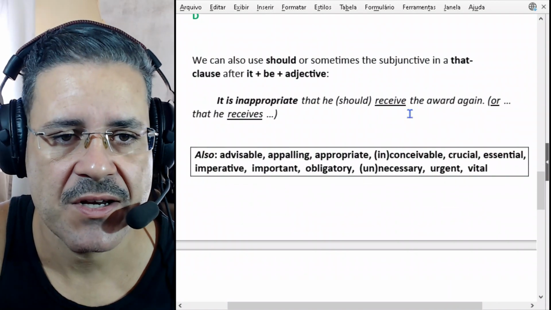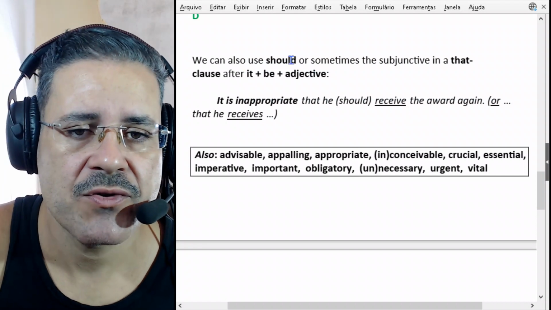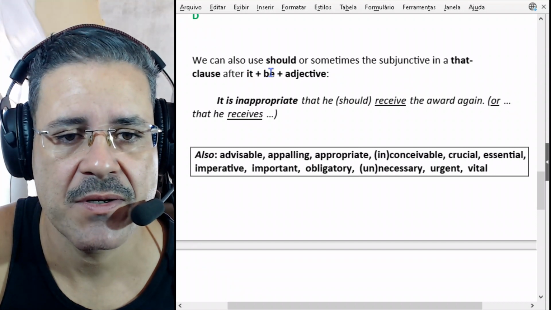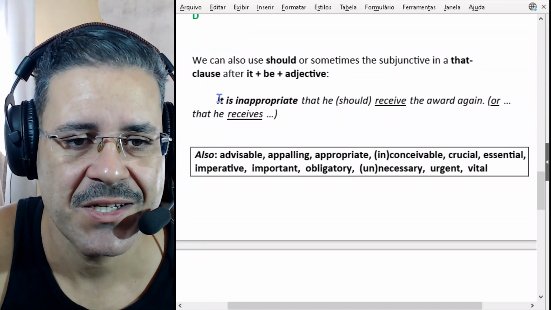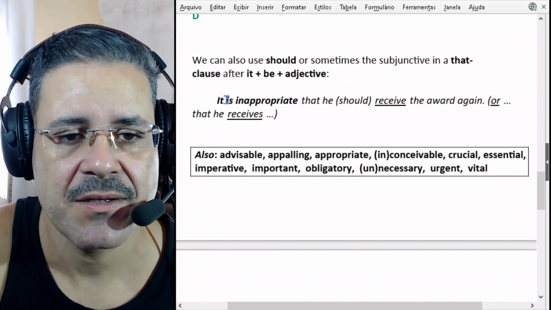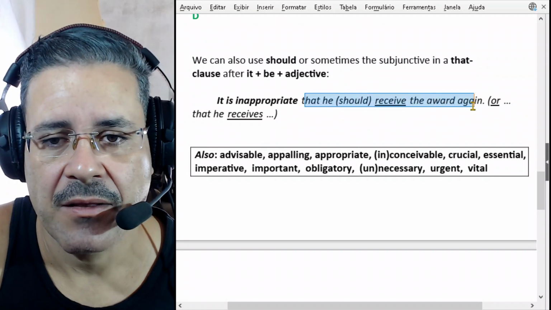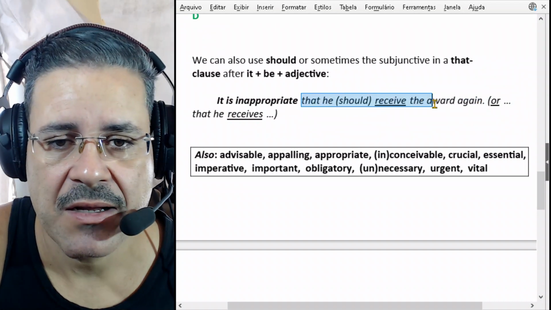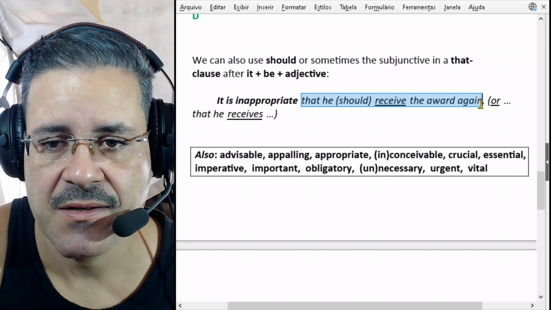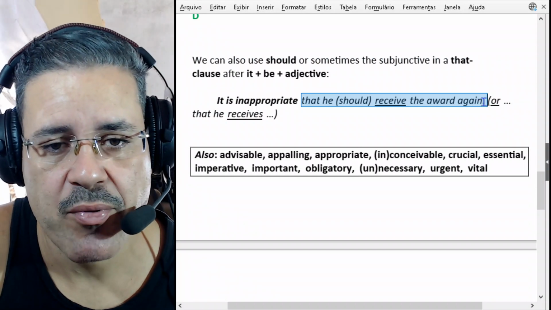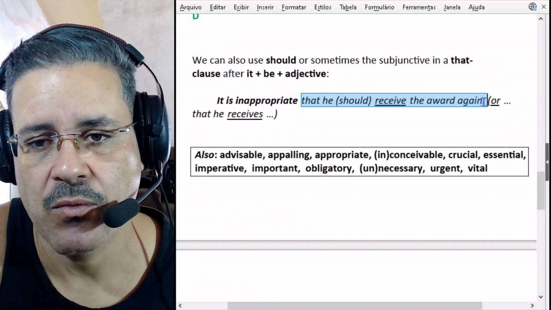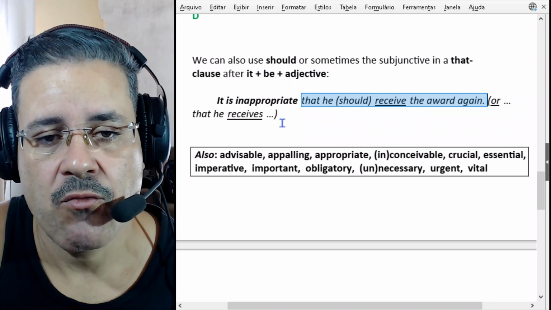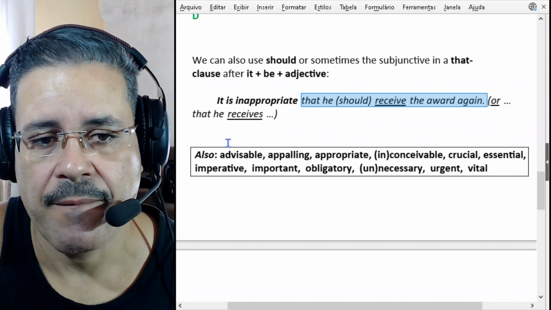Okay, moving on. Section D. We can also use should or sometimes the subjunctive in that clause after it plus be plus adjective. So we've got it plus be plus adjective. It is inappropriate that he should receive the award again. It is inappropriate that he receive the award again. This is in the subjunctive. Or it is inappropriate that he receives the award again in the simple present.